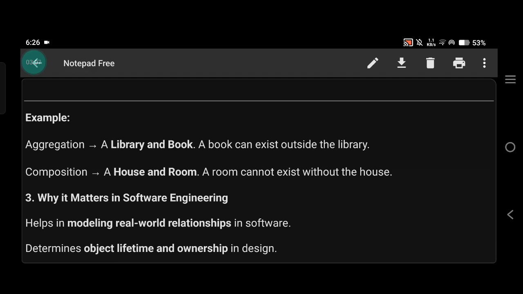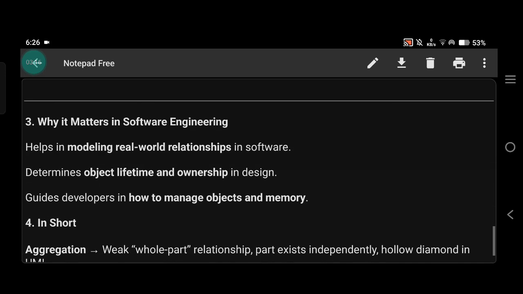Example of aggregation: a library and book. A book can exist outside the library. On the other hand, composition: a house and room. A room cannot exist without the house.